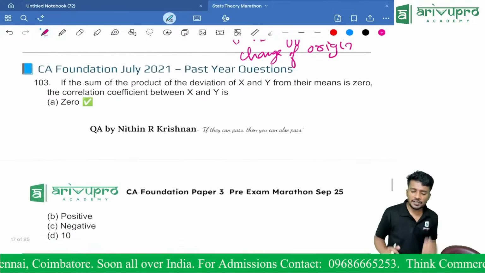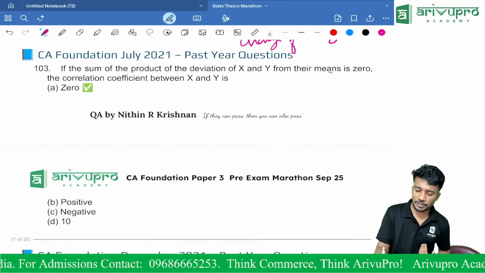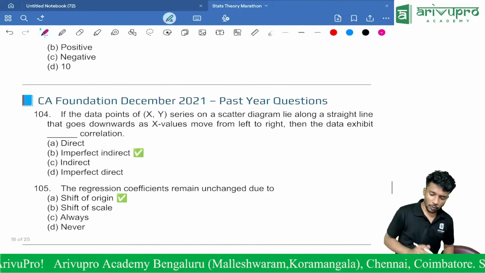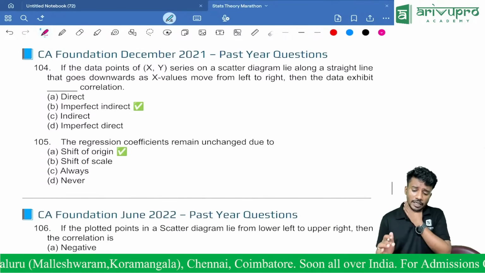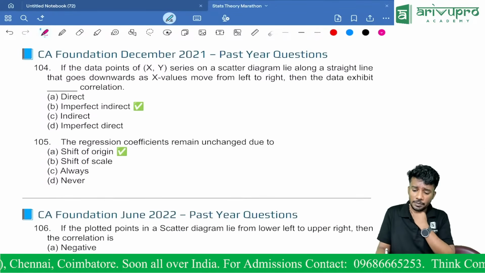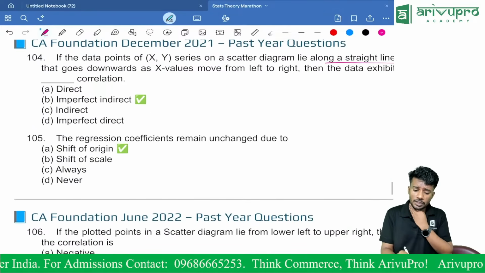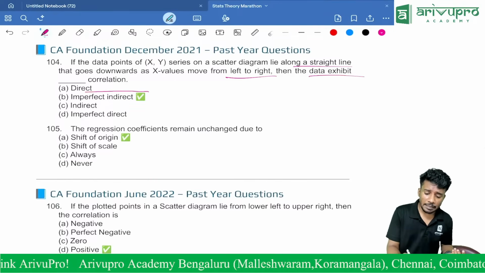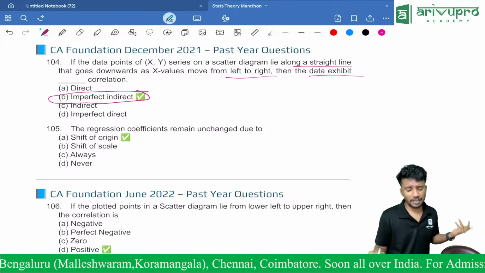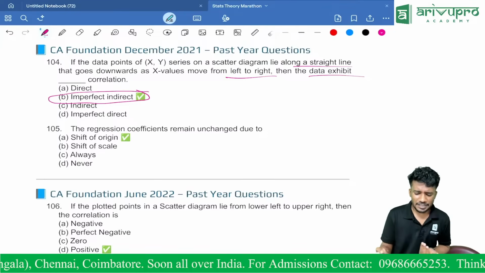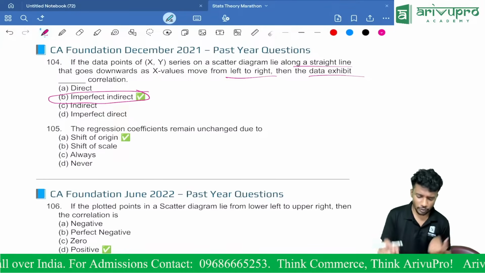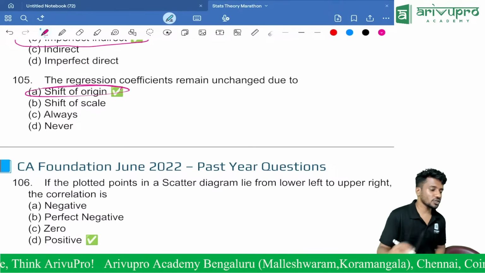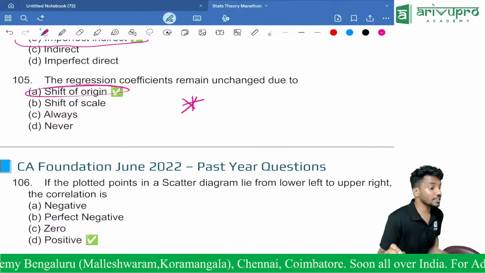Okay. Then if the sum of the product of the deviations of x and y from the mean is 0, then the correlation coefficient between x and y is how much? That is also 0. Then the data points x and y on a scatter diagram lie along a straight line that goes downwards as x values move to the right. The data exhibit what correlation, imperfect or indirect? That means there is no positive, or say imperfect, indirect correlation. It is not a direct correlation. That's the basic meaning. Then the regression coefficient remains unchanged due to shift of origin. Chances of a question from shift of origin and scale are always there.